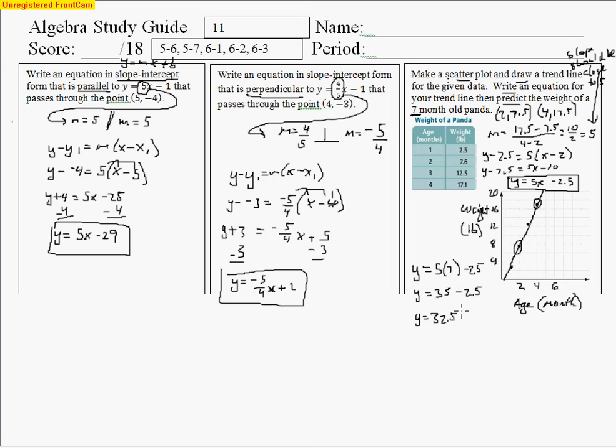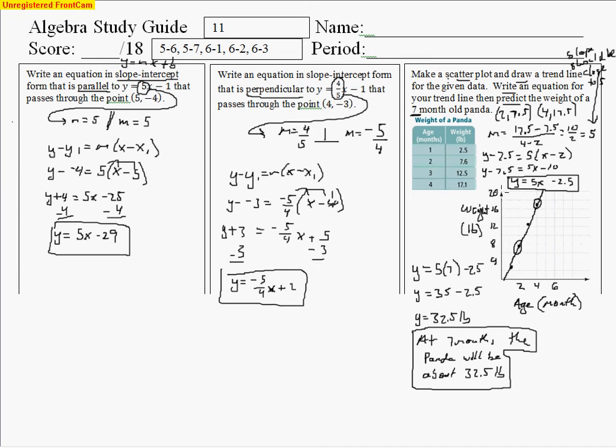And so that's the weight of the panda after 7 months. So we can say at 7 months, the panda will be about 32.5 pounds. So again, don't worry about the negative component of that y-intercept there, the beginning value.